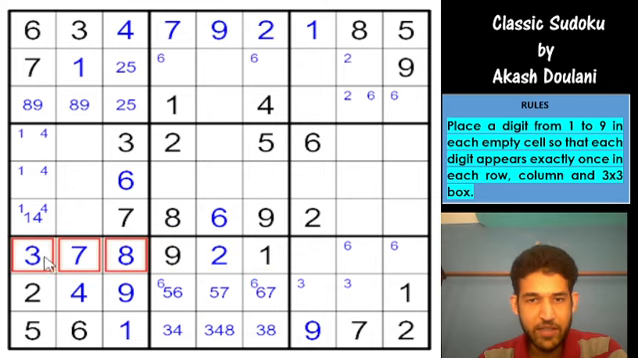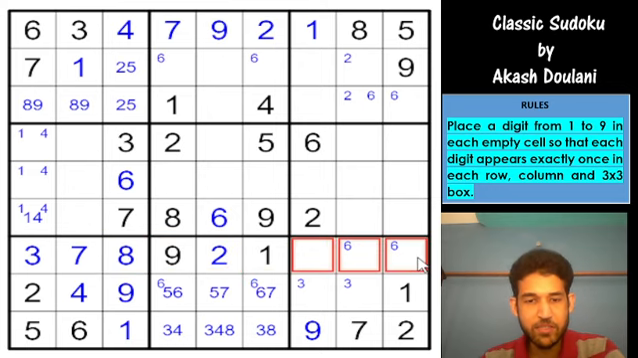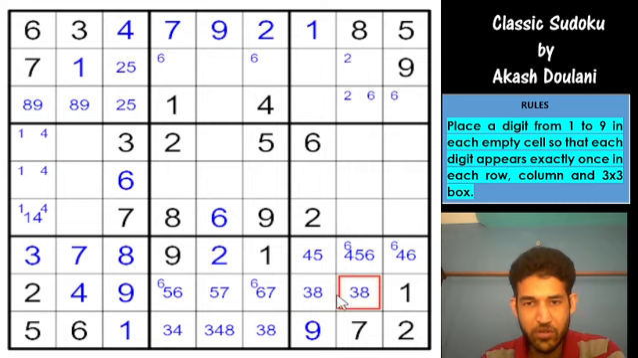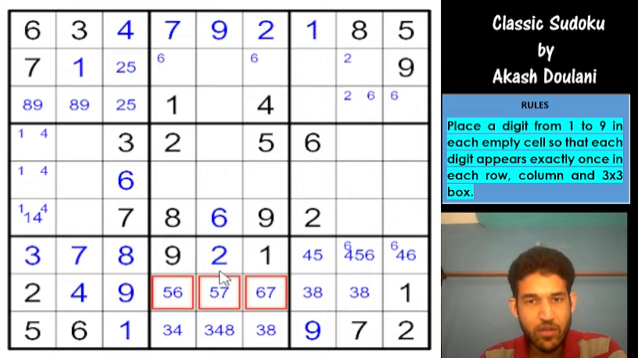So 1, 2, 9, 3, 7, 8. So which means that these must be 4, 5, 6. You have a 6 here, so that's a 4, 5. This is a 5, so that becomes 4, 6, and these become a 3, 8 pair now. I have removed the corner pencil marks and I can remove them from here as well. Now where do we start looking?